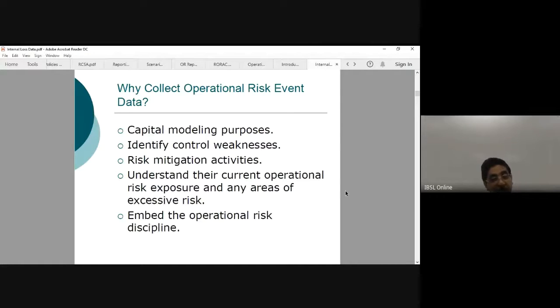So with that knowledge, you can do a fair assessment of operational risk faced by the organization and assign an appropriate level of capital. So that is what you mean by capital modeling purposes. So that is coming through the quantifications. In order to quantify, you need to collect an appropriate and adequate amount of data with regard to the operational losses.